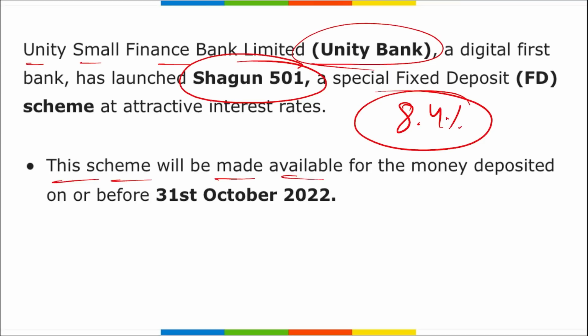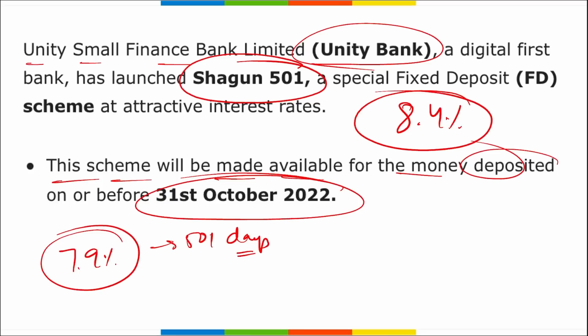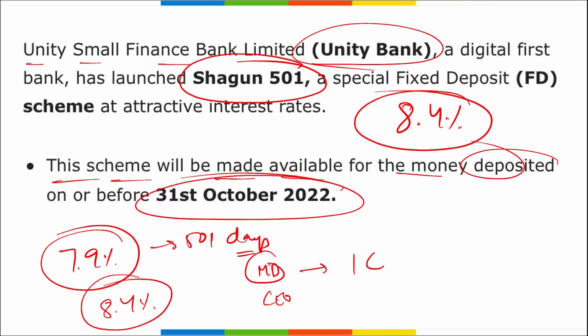All right, this scheme will be made available for money deposited on or before the 31st of October 2022. Under this scheme, 7.9% interest is normally provided by the bank on their FDs of 501 days. That is for the general customer. But if we are talking about senior citizens, 8.4% is being provided. Highly important, you need to remember this. If we talk about Unity Small Finance Bank, who is the managing director and CEO? He is Inderjit Kamotra. Where is the headquarter? It is in Mumbai, Maharashtra. And when was this established? It was established in 2018.